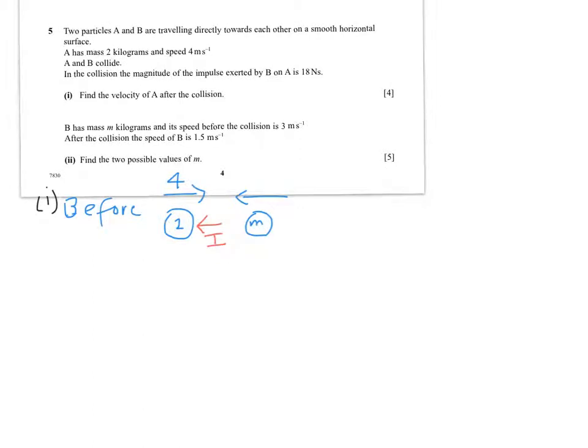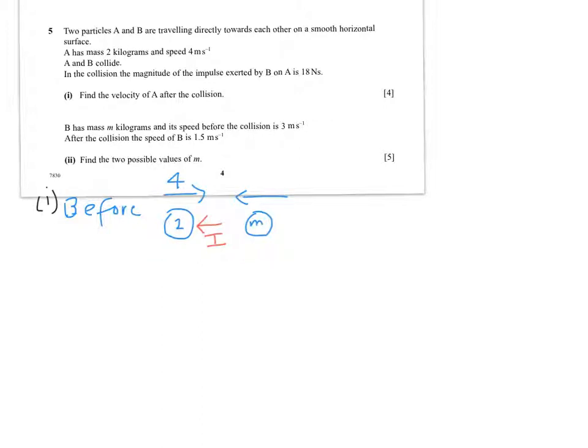This is May 2013, M1 question number 5, a question on momentum, colliding particles and impulse. So I have started the diagram here for part 1, two particles A and B travelling directly towards each other. So I've got the arrows here pointing towards each other. We know that A on the left has mass 2, speed 4 meters per second.